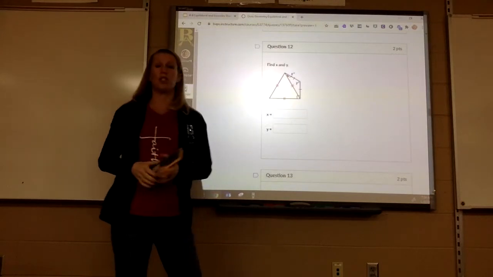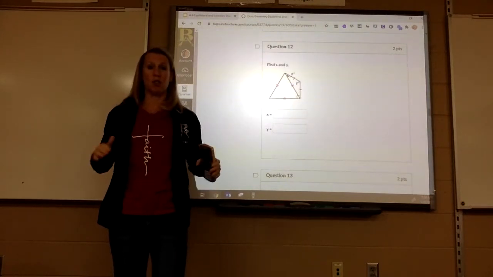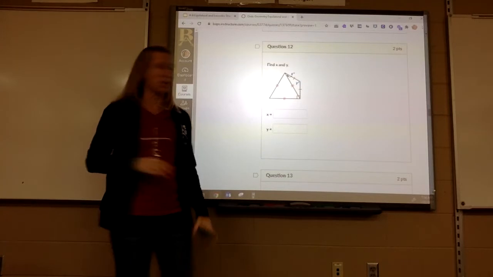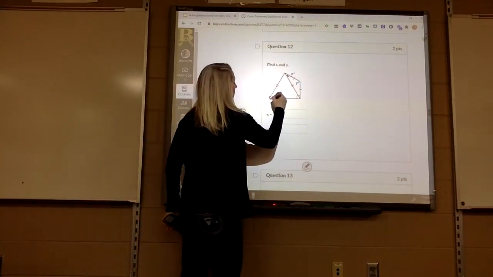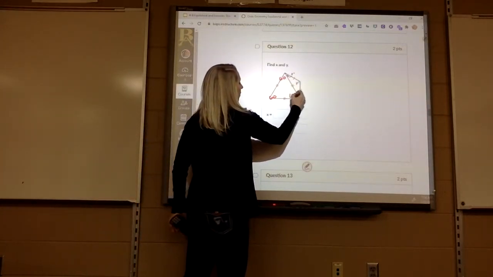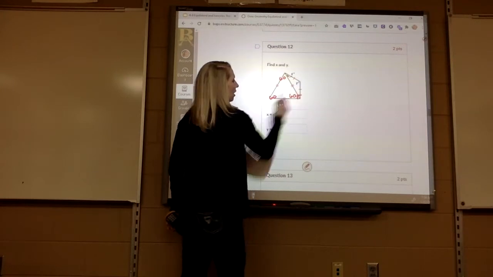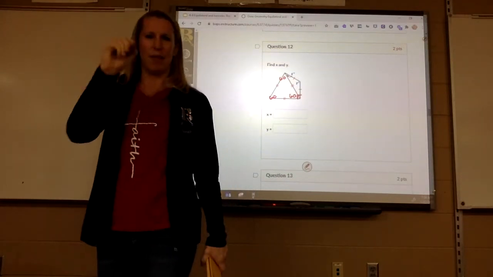This one, make sure that you look at your equilateral triangle first. So if all three sides are equal, then all three angles are 60. And then do you see that box right there? What's the degrees of that?